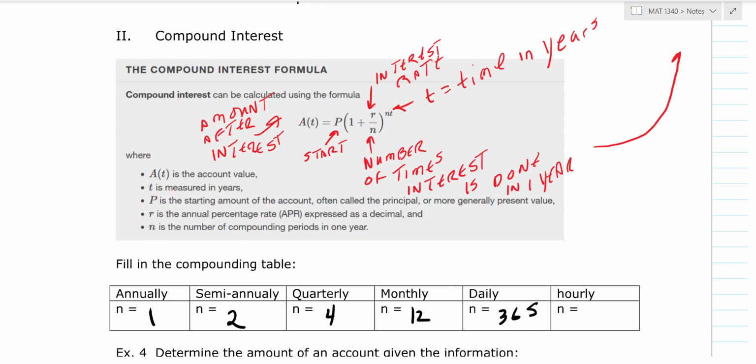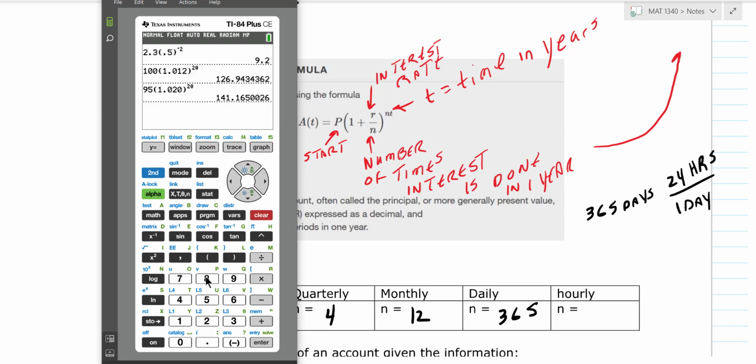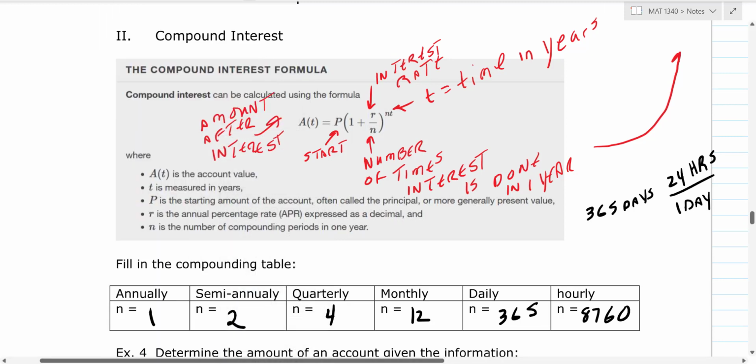And then hourly, I have no idea. Let's figure it out. There are 365 days in a year, and in one day there are 24 hours. So we just need to multiply to figure out how many times you would do interest. 365 times 24 would be 8,760 times. Theoretically, you could do interest every second, at every single instant of time. We'll talk about that too.